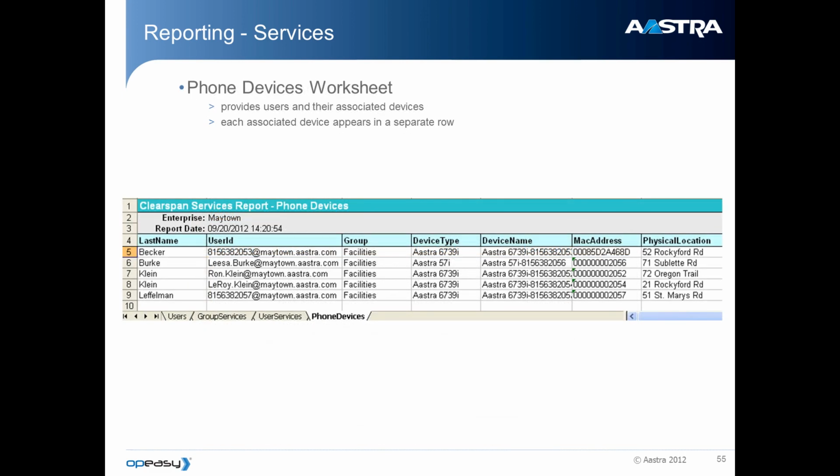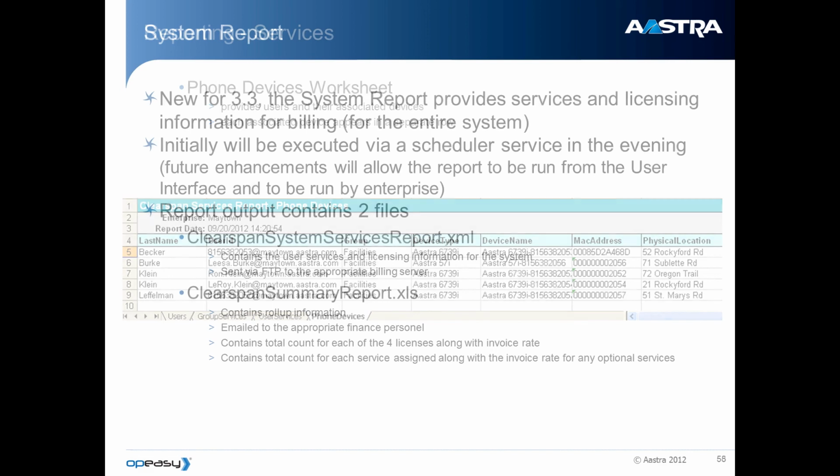Phone device worksheet. This provides the user and their associated device. Each associated device appears in a separate row as shown here.